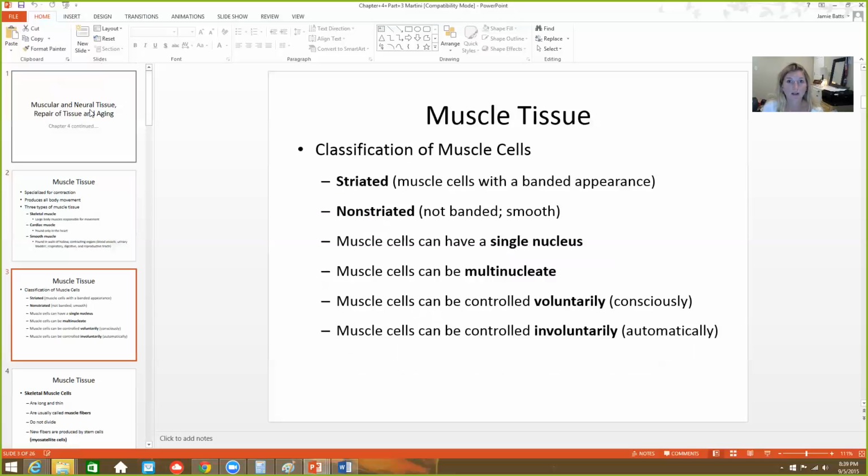So they're classified in a few ways. They could be striated or non-striated. The striations are just referring to the fact that they look like they're striped when you look at them under a microscope, and that has to do with their microscopic organization. We'll talk about that later in the semester. They could have a single nucleus or they could be multinucleate. They could be controlled voluntarily, where you consciously say, okay, I want to pick my nose right now, or involuntarily, which would be like your intestines turning away.